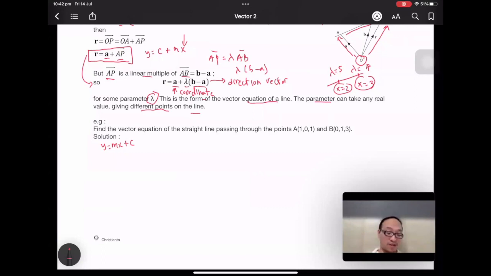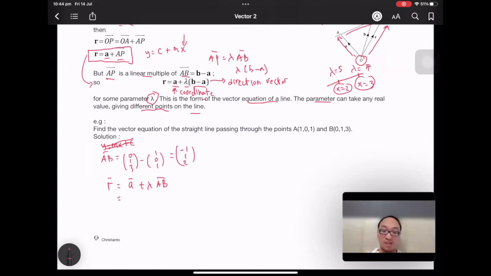Yeah, so we don't use y equals mx plus c here, but we use the direction vector AB. So direction vector AB is B minus A, so 0, 1, 3 minus 1, 0, 1 equals negative 1, 1, 2. So the vector equation is r equals vector A plus lambda times the direction vector AB.